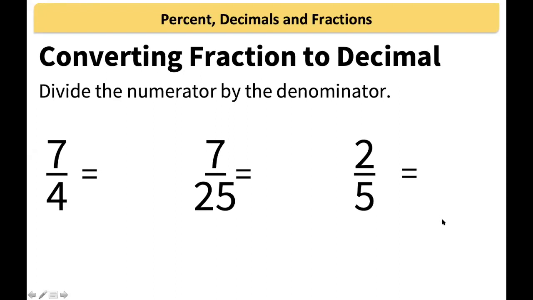How about 7/25? Anyone? 0.28 po. 0.28. Okay, check natin yan mamaya. How about 2/5? Anyone? 0.4. So, medyo madali itong last. Okay, good. So, our answers here are 1.75, tama, 0.28, and 0.4. Okay, meron pang questions kung paano ito nakuha?